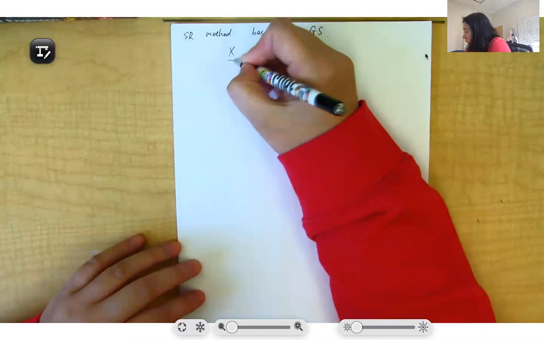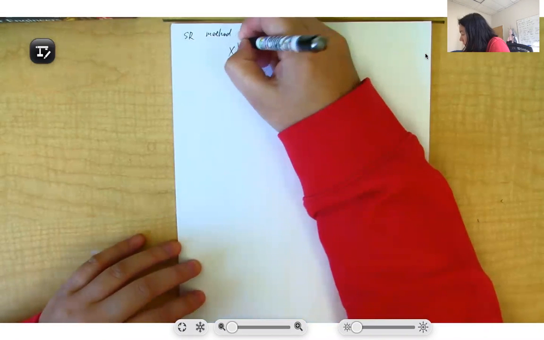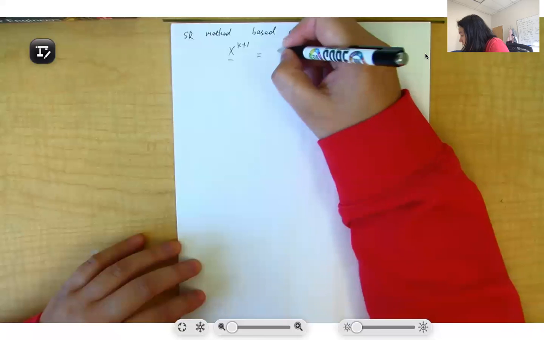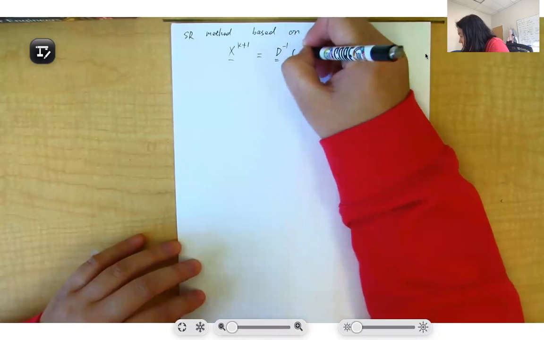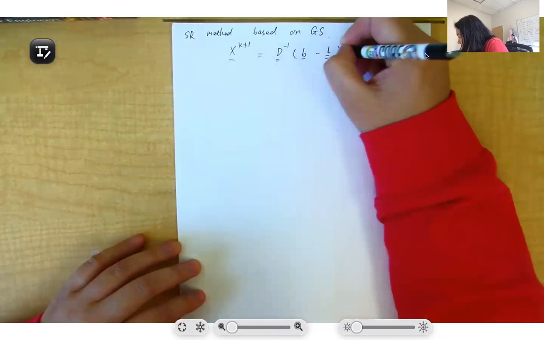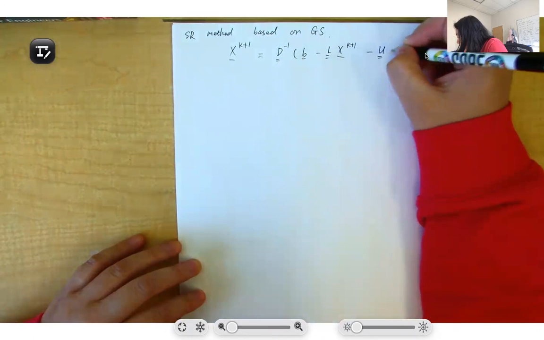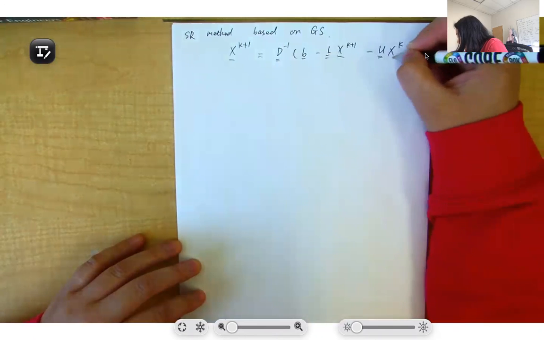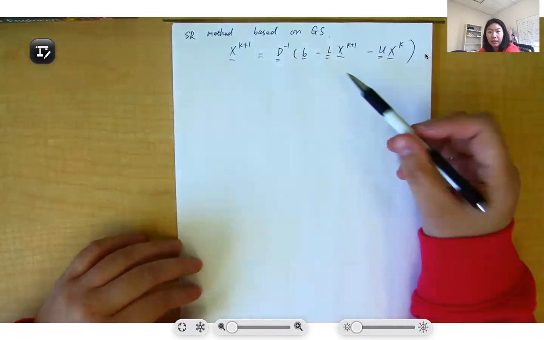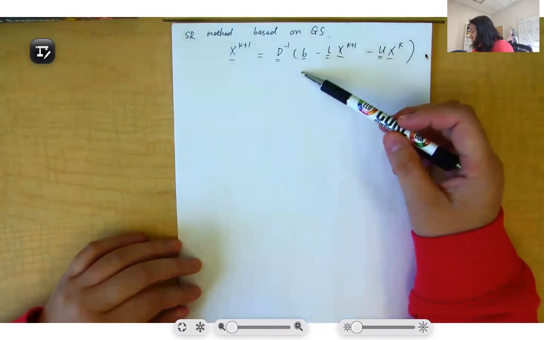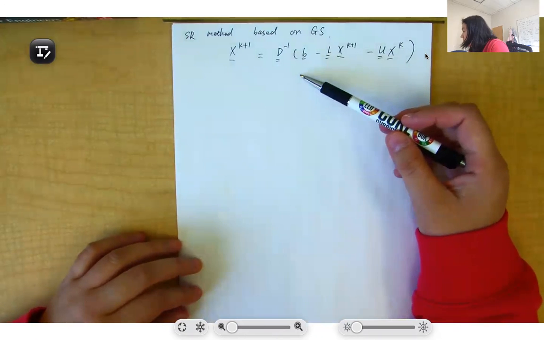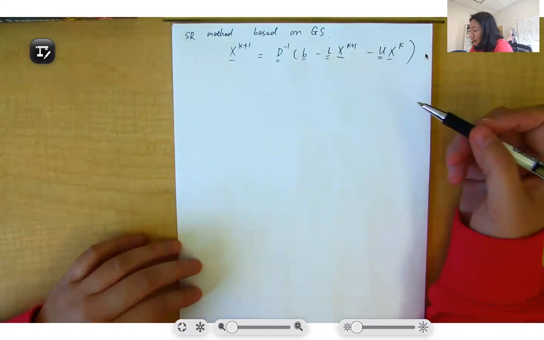Let's write the Gauss-Seidel first, which is x_{k+1} equals the inverse of (D minus L) times x_{k+1} minus U x_k. So this is the Gauss-Seidel iteration. And what is the SR method?